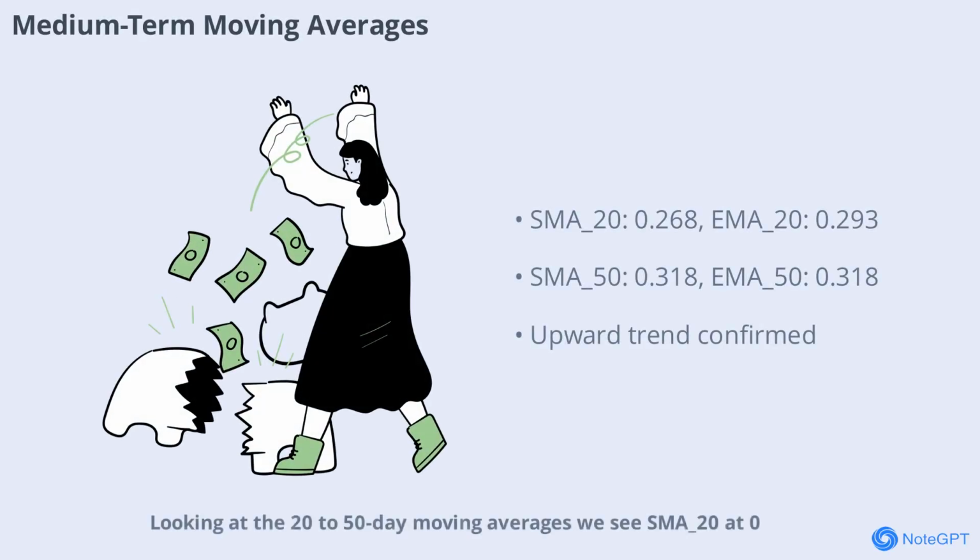Looking at the 20 to 50-day moving averages, we see SMA20 at 0.268 and EMA20 at 0.293, both well below the current price. The SMA50 and EMA50 are at 0.318, also lagging behind. This alignment of moving averages below the price is a classic sign of a strong upward trend developing. It's important to monitor if the price can sustain above these levels, as a breakdown could signal a reversal. Next, we'll explore the long-term averages for a broader perspective.